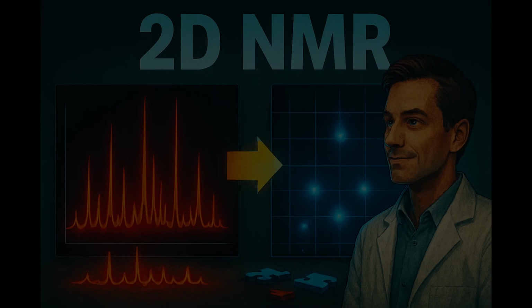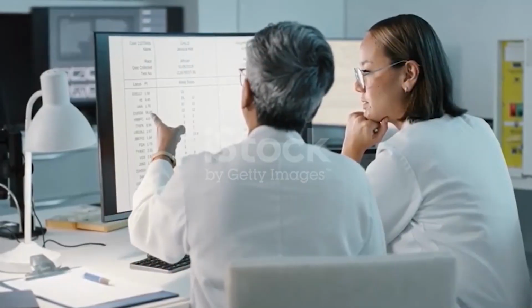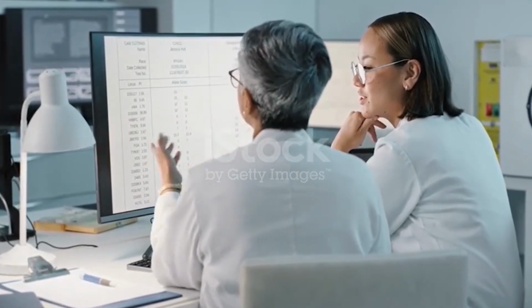But then, scientists found a way to look at NMR data in not just one dimension, but two dimensions. And this revolution completely transformed how chemists, biologists, and even pharmaceutical industries analyze molecules today.